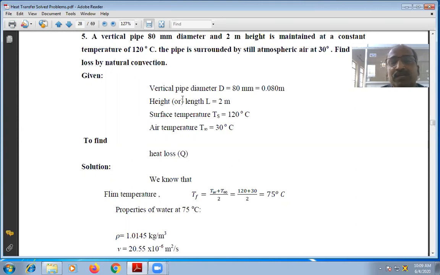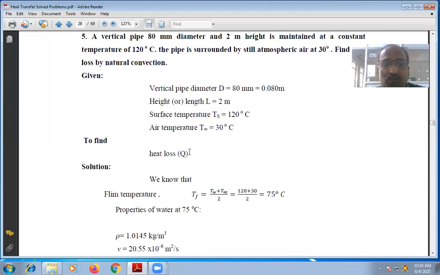The vertical pipe diameter D is 80 millimeter. Compulsorily, we have to convert it into the SI system, that is 0.08 meter. Height or length L is equal to 2 meter, already in the SI system. The surface temperature, that is the pipe surface temperature, is 120, the high temperature. The surrounding still air temperature T infinity, or sometimes also called TA, both are the same, is equal to 30 degrees centigrade. What they are asking is to find the heat loss Q.